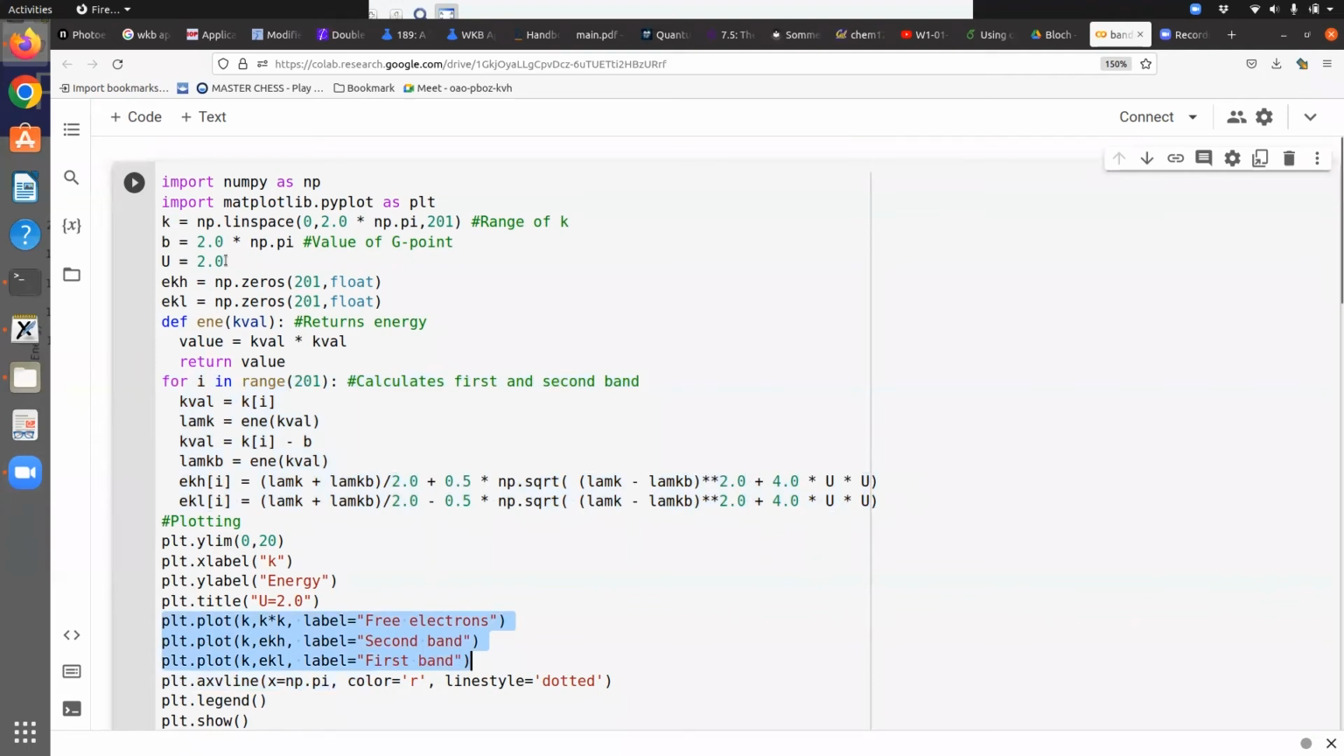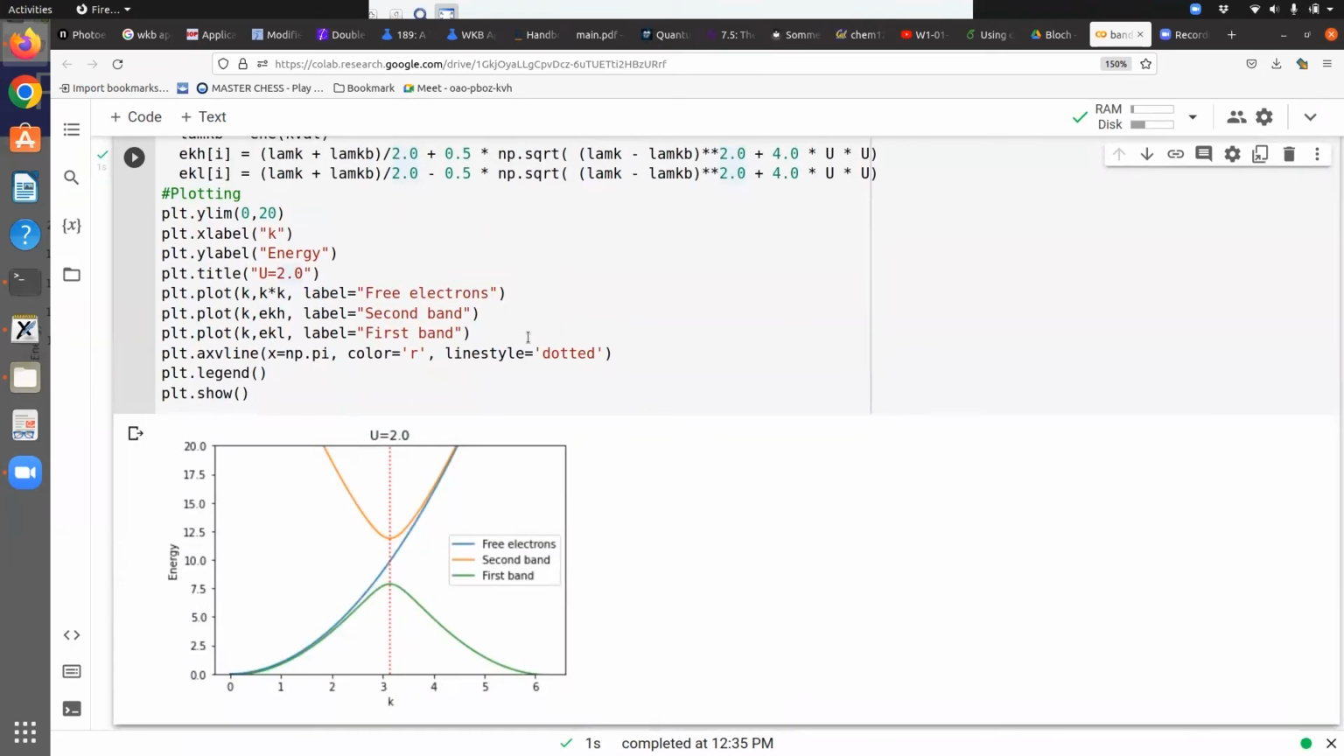We start with u equal to 2. The blue line is for free electrons, green and orange lines are for the first and second band respectively. The vertical red dotted line shows the first Brillouin zone boundary lying in the middle of the two reciprocal lattice points. The gap between the first band shown in green and the second band shown in orange is minimum at the Brillouin zone boundary, that is at the red dotted line.